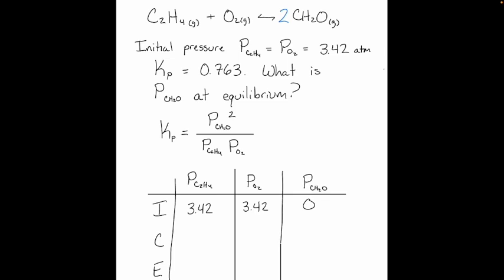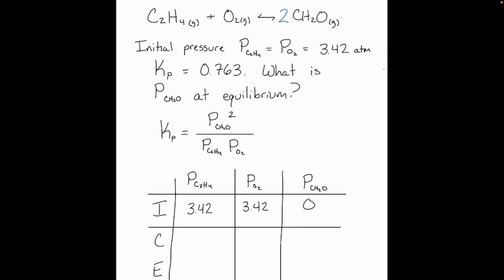Okay, so I got my chemical equation balanced. I built that Kp expression here, products over reactants, making sure that my coefficient became an exponent. I'm filling in my ICE table here with my initial pressure of each substance. It says that my two reactants have an initial pressure of 3.42 atm, so I got that for both of those boxes.